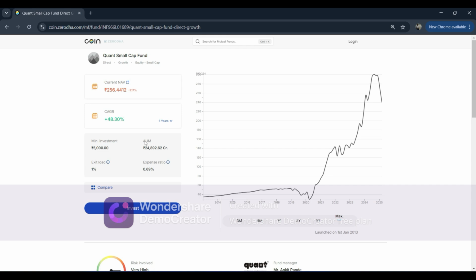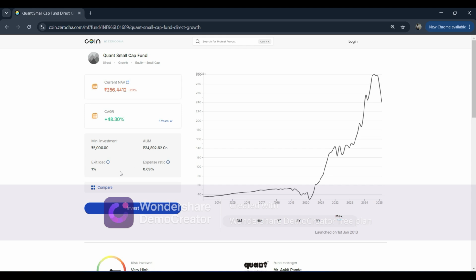AUM states assets under management. What is this assets under management? It means the amount of money as a whole that is being managed by this Quant Small Cap Fund. If you see, 24,892 crores. So this is the total sum of money that is currently invested via Quant Small Cap Fund by n number of investors throughout India. Okay, so that is the meaning of AUM.